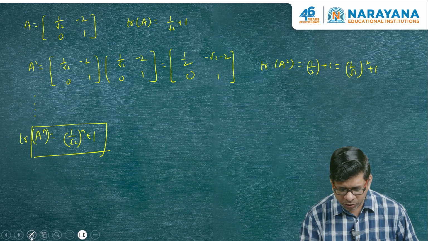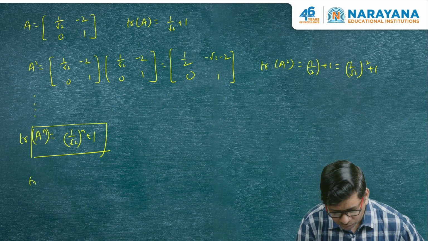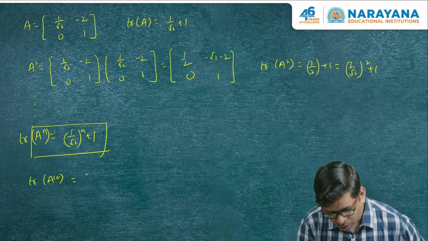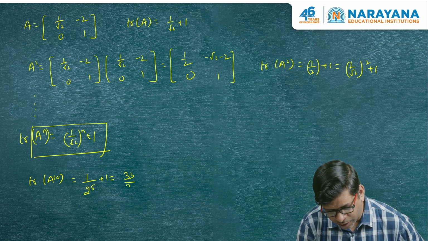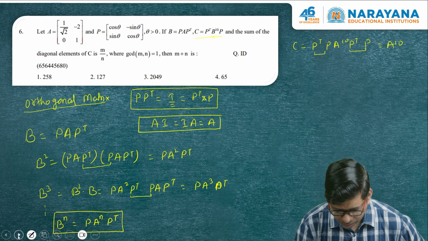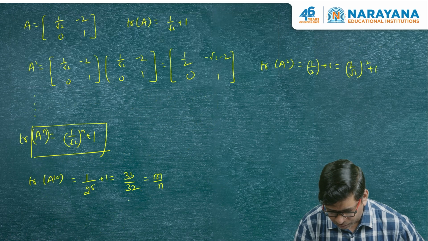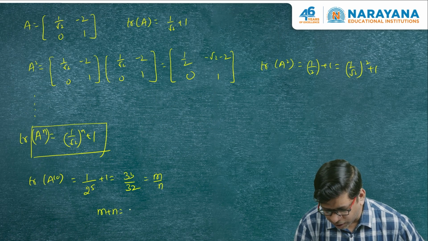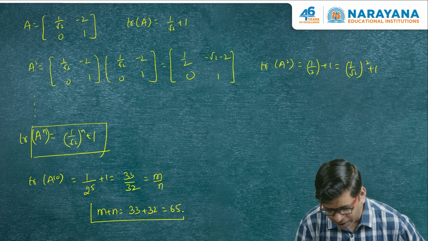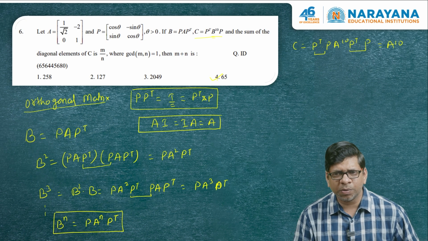We need this only. So we need trace of what? We need trace of A power 10. So trace of A power 10. 1 by root 2 power 10 means 2 power 5 plus 1 means 33 by 32. According to them, this is m by n in the lowest form, and they want m plus n. To find m plus n, 33 plus 32, which is 65. So 65 should be the correct answer for this question. And 65 is option 4. So option 4 is the correct answer.